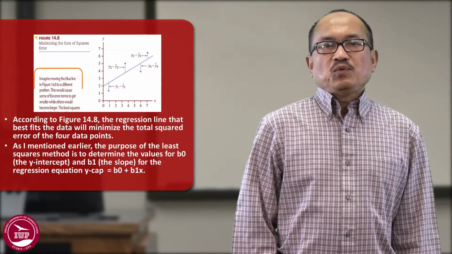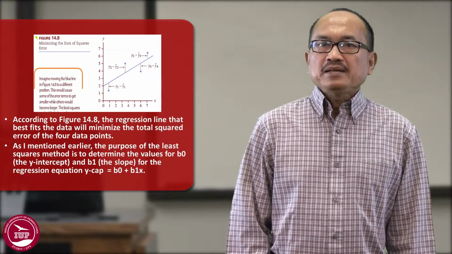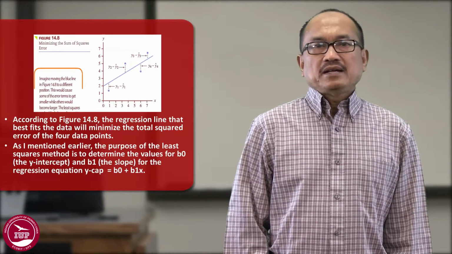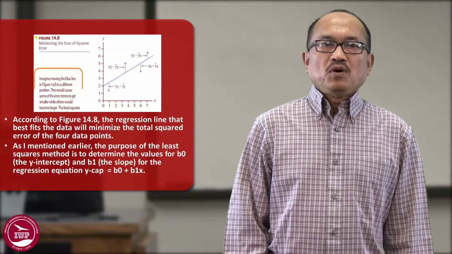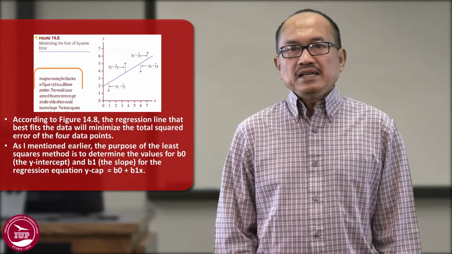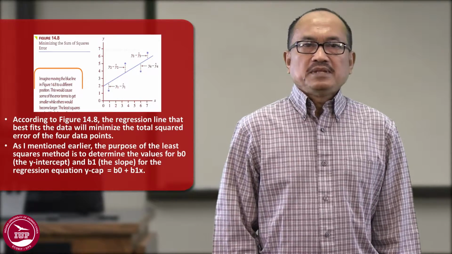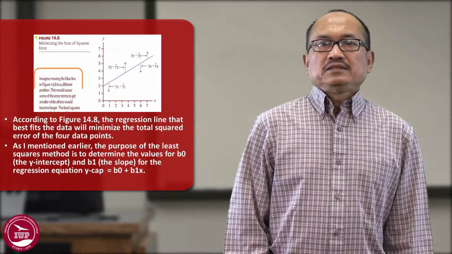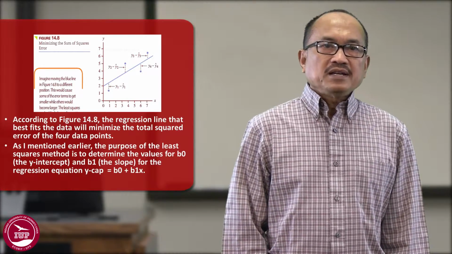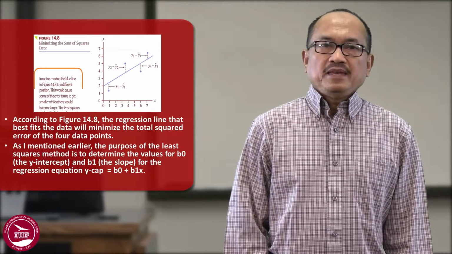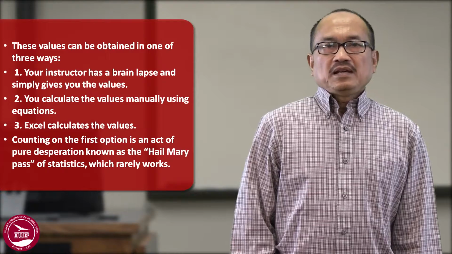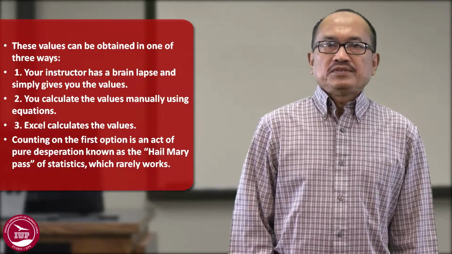According to figure 14.8, the regression line that best fits the data will minimize the total squared error of the 4 data points. As I mentioned earlier, the purpose of the least squares method is to determine the values for b0, the y-intercept, and b1, the slope, for the regression equation y-hat equals b0 plus b1x. These values can be obtained in one of 3 ways.